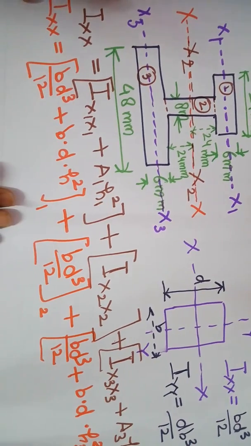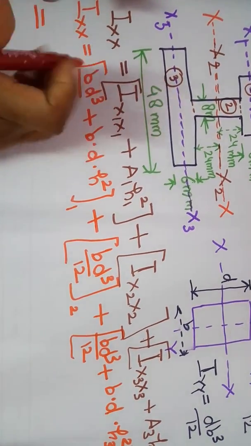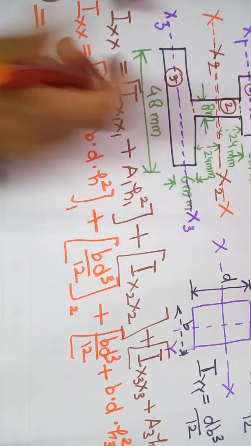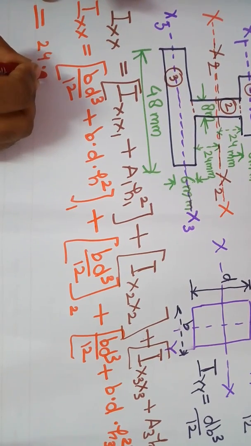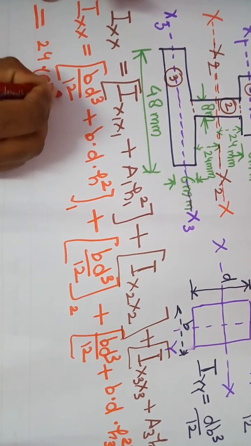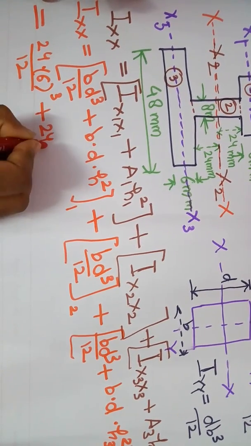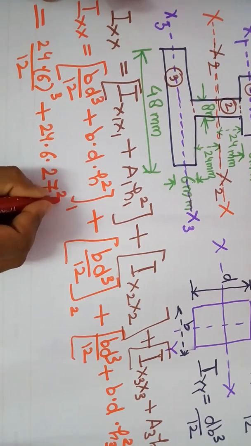Now we can put the values also. What are the values? B is this one, as we have taken. What is that B? 24. And what is the D? D is 6. So we get 24 into 6 cube by 12 plus 24 into 6 into 27 square.